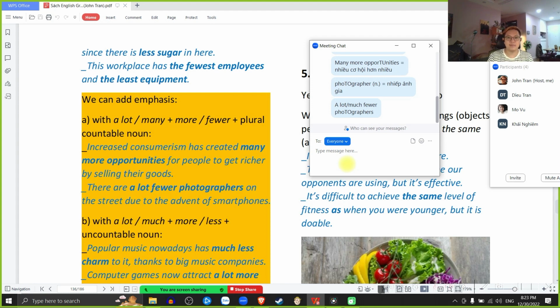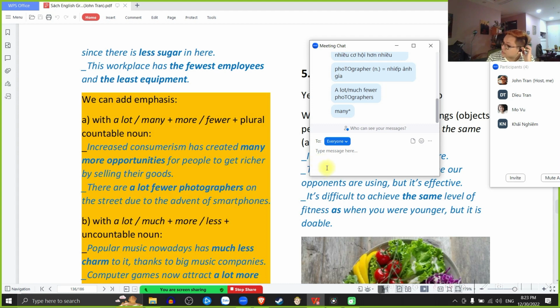Sorry, many fewer chứ nhầm. Many chứ tại vì photographer là đếm được, photographers countable. So many fewer photographers or a lot fewer photographers. Mà thường thì sẽ dùng a lot fewer photographers, a lot fewer.